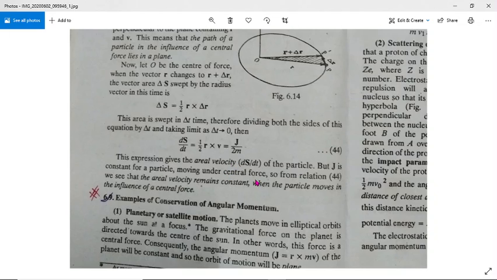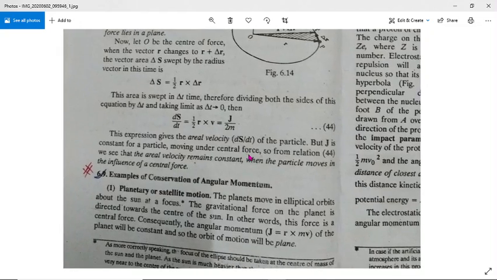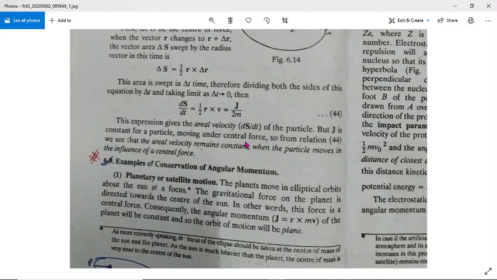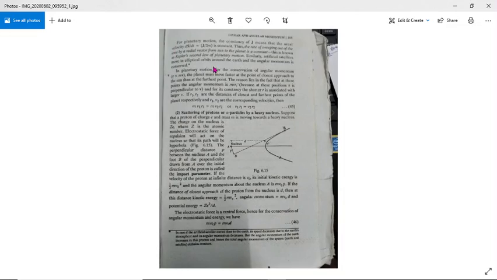For example, let us look at satellite motion, planetary or satellite motion. We know that the planets move in elliptical orbits about the sun at a focus. The gravitational force on the planet is directed towards the center of the sun. In other words, this force is a central force. Consequently, the angular momentum of the planet will be constant, and so the orbit of motion will be planar.